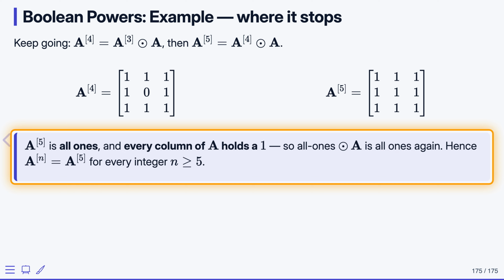The same argument applies at every later step, so the matrix is stuck at all ones. The nth Boolean power equals the fifth power, the all ones matrix, for every n that is 5 or larger. The powers stop growing.